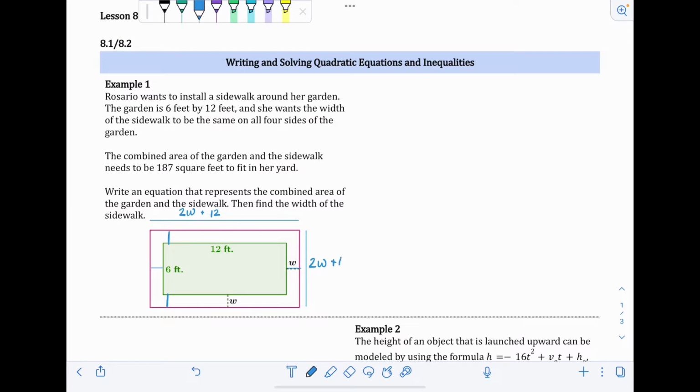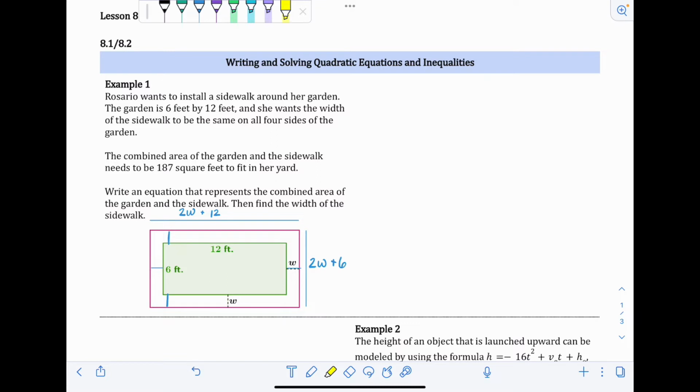plus 6. So just to recap that, the original dimensions of the garden were 6 by 12, and then we have to add that width of the sidewalk, which is represented by W, to each side. So because we're adding it to each side, it ends up being 2W and 2W, because there's 2 of them. Okay? Okay, so now we can go ahead and set up an equation to represent the combined area of the garden and the sidewalk.